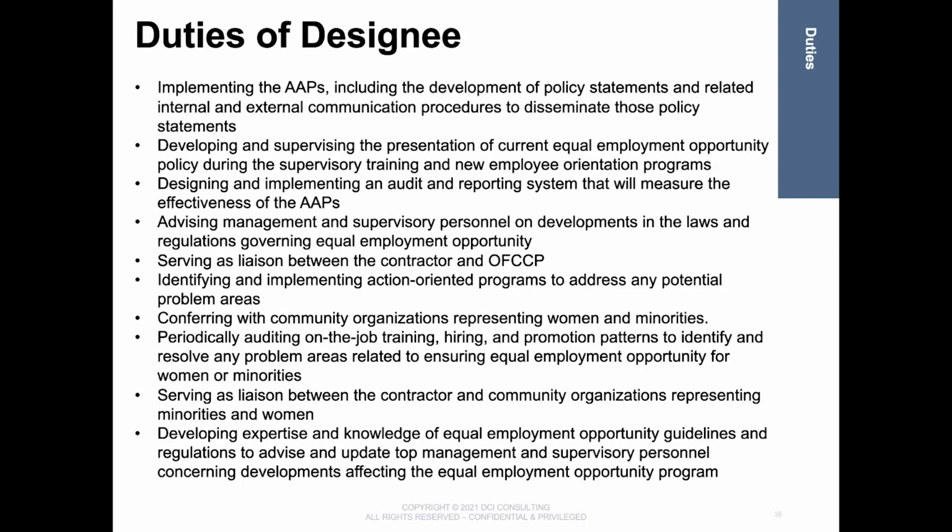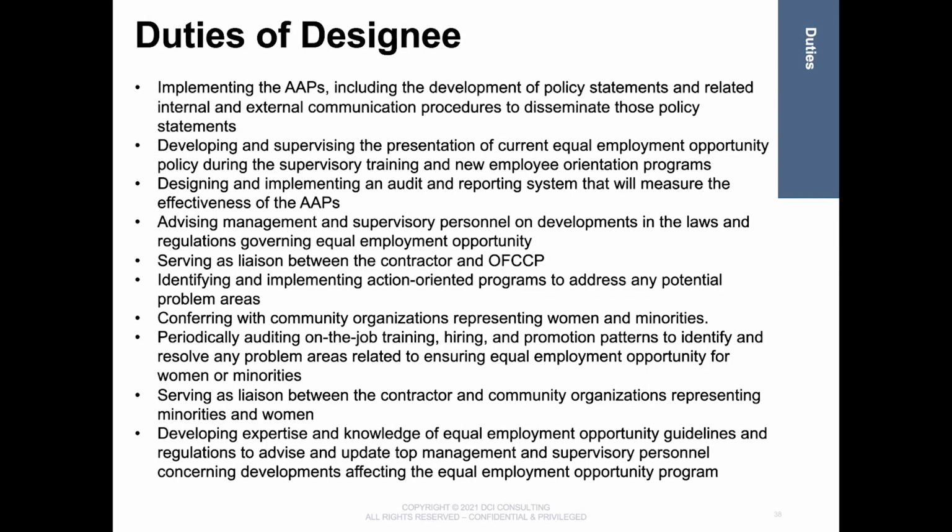Identifying and implementing action-oriented programs. Again, you've got the data. You're the one that will be getting the data, and you just need to find the right owners within your company to help do some research and make sure there's no discrimination happening. Conferring with community organizations representing women and minorities. Again, that's probably going to be your recruiters doing those types of things. So you just want to make sure, as the owner and implementer of this plan, that this is happening.